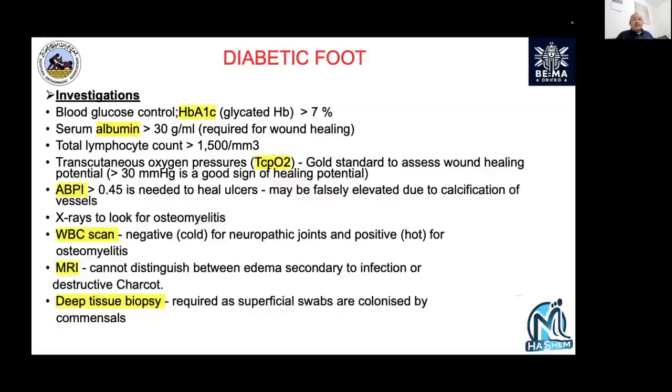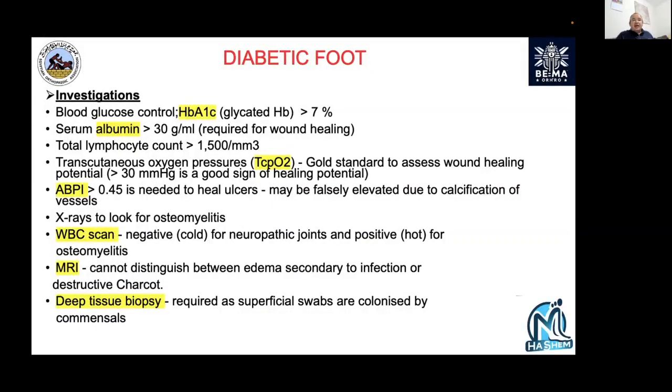Total lymphocytic count, or TLC, will definitely be high because the patient will have some sort of infection, even if it is a low-grade infection. The important gold standard to assess wound healing is the transcutaneous oxygen pressure, which gives you an idea about the healing potential of this patient. You need this pressure to be above 30 millimeters of mercury to be sure that your wounds will have a good healing potential.